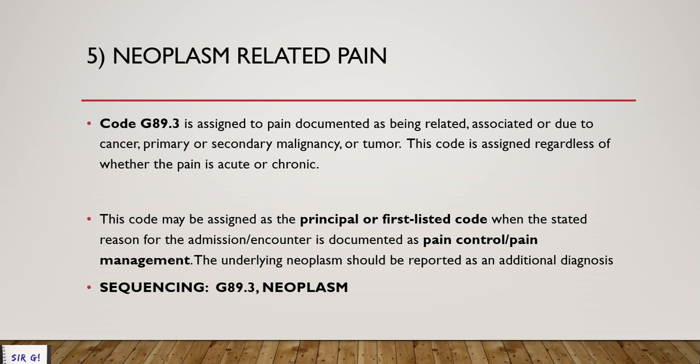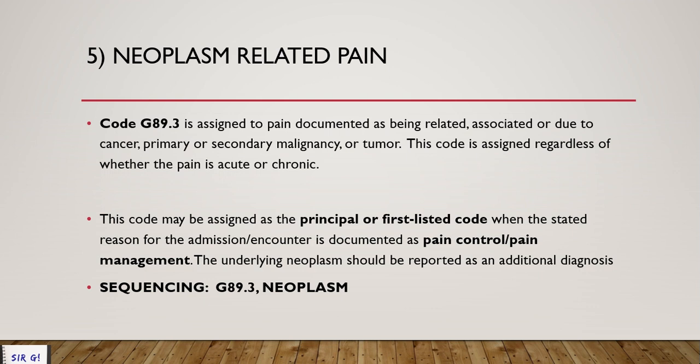Okay, so for neoplasm related pain, the code for this is G89.3. They're very specific with this code. G89.3 is assigned to pain documented as related to or associated with your cancer, even if it's primary or secondary or just a tumor. If the pain is related to those conditions, we need to code G89.3.